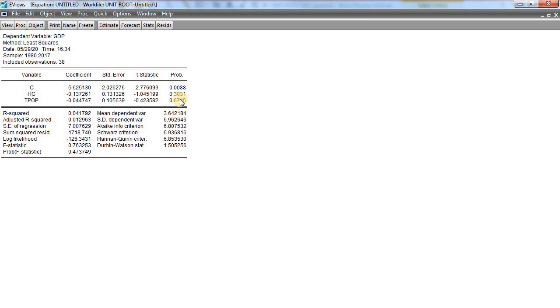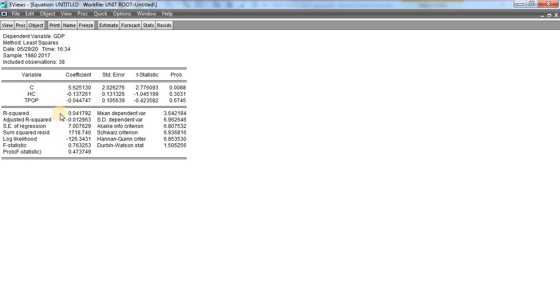Why did I say so? For a variable to be significant, the p-value must be less than 5%. I repeat, for any of these two variables to be significant, their p-value, which is this, must be less than 5%. And from our analysis here, we can see that the p-value for human capital is 0.3, which is above 5%. Likewise, the p-value for total population is 0.674, which is above 5%.